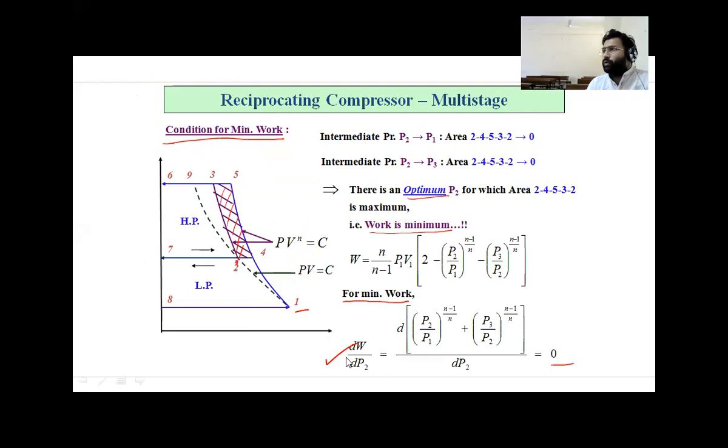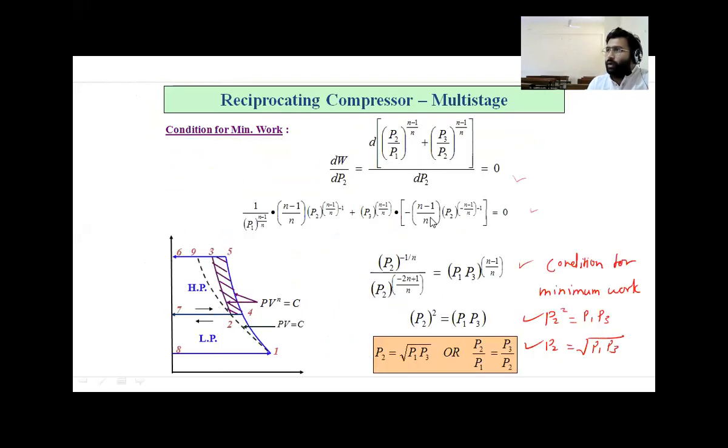So we took the derivative of the indicated power with respect to intermediate pressure P2 equal to 0. So in this way we'll get either global maxima or global minimum. Then we solve the derivation and the final result is that intermediate pressure P2 should be equal to the square root of suction pressure into discharge pressure. So that is the criteria for minimum work, right?